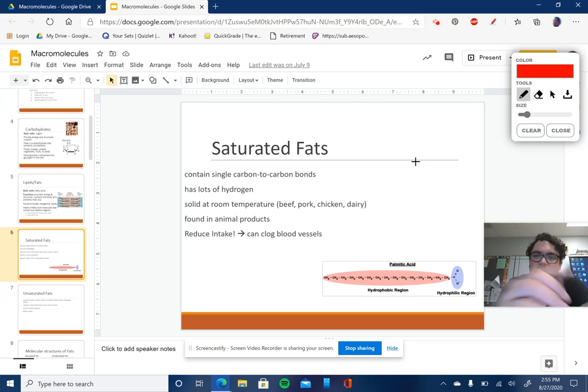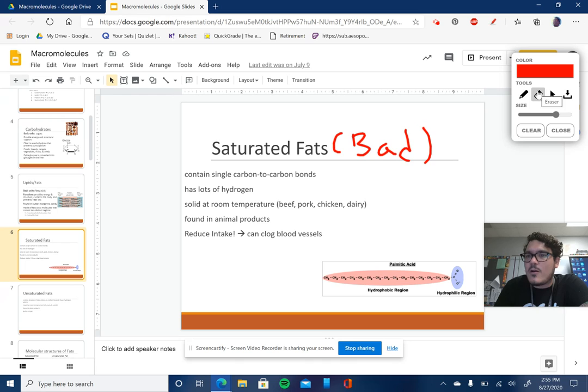Just to keep it simple for us, the saturated fats are going to be considered your bad fats. These are the fats that we want to try to limit our intake. Now, the chemistry of a saturated fat, this is what you see down here, the chemical structure of it. We don't need to worry about that for now. So don't worry about single bonding or double bonding or triple bonding.